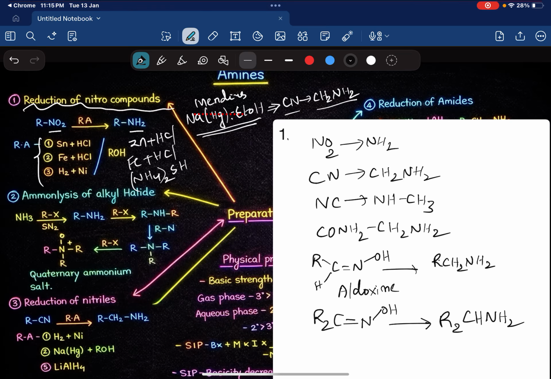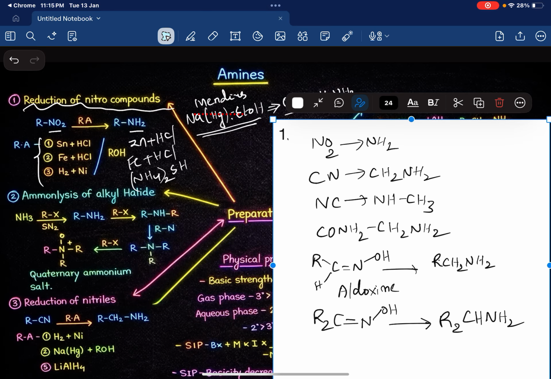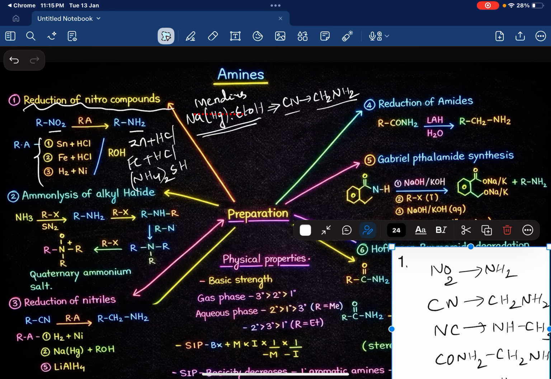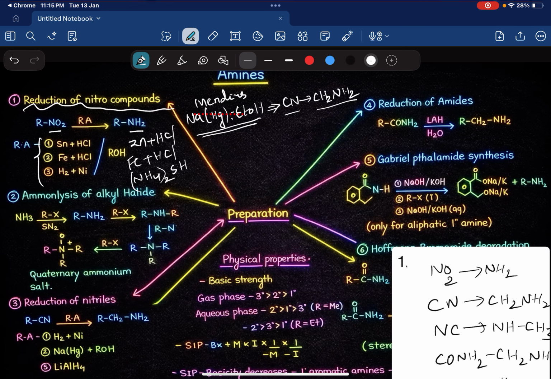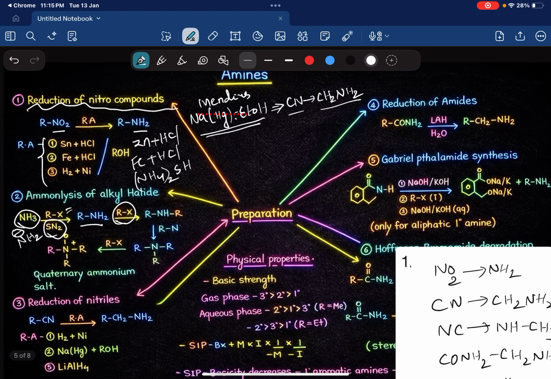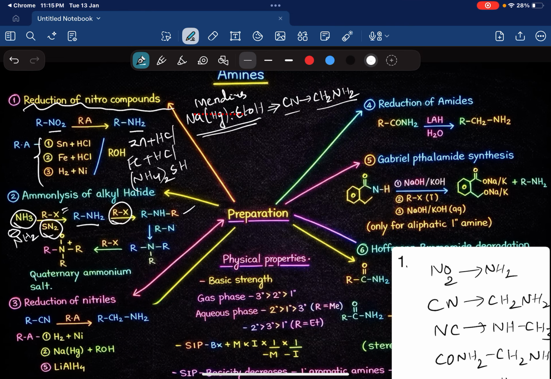Coming to the second reaction, that is ammonolysis of alkyl halide. So here ammonia reacts with RX. Here NH2 minus replaces X minus of RX and we get a primary amine. So this follows the SN2 mechanism, that means a nucleophilic substitution reaction. NH2 minus replaces X minus and we get a primary amine. Further addition of RX gives a secondary amine, just like a repetition process.